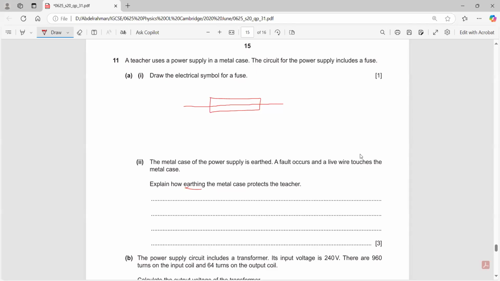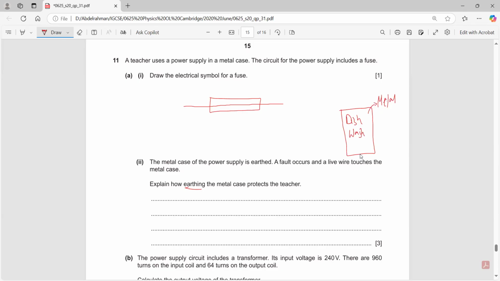Let me draw it for you. Don't draw this. This is a metal case. For example, this is a dishwasher. This dishwasher has a metal case, which is a good conductor of electricity. Good conductors of electricity have free moving electrons. So what happens if the live wire touches this metal case? What will happen?